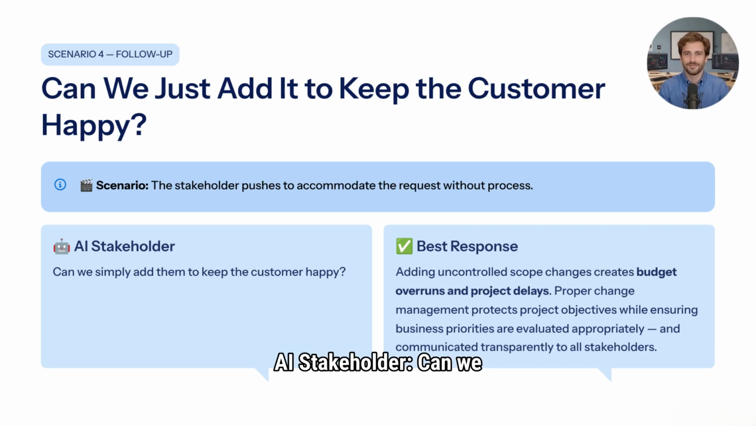AI stakeholder: Can we simply add them to keep the customer happy? Candidate response: Adding uncontrolled scope changes can create budget overruns and project delays. Proper change management protects project objectives while ensuring business priorities are evaluated appropriately.